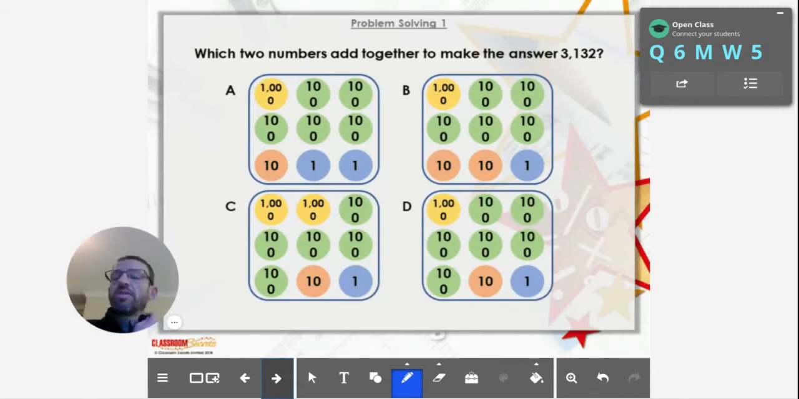This is the next one. It's a little bit of problem solving. Which two numbers add together to make the answer 3,132? Now, we haven't really been given numbers.